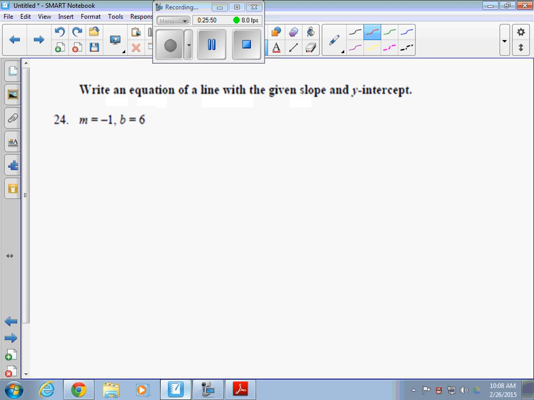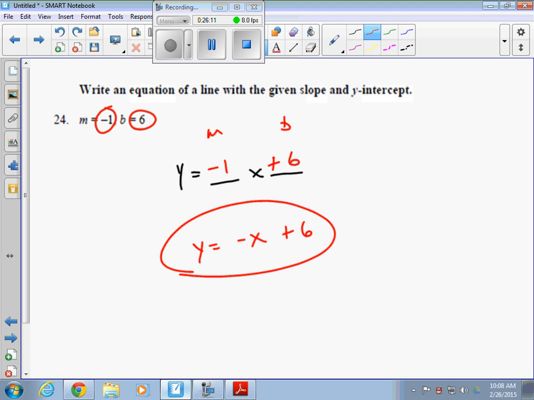24 says write this one in slope-intercept form. You're given a slope and a y-intercept, write the equation. So y equals mx plus b. M is negative 1, so in place of m, we're going to put negative 1, plus b is positive 6. So y equals negative x plus 6, mx plus b.